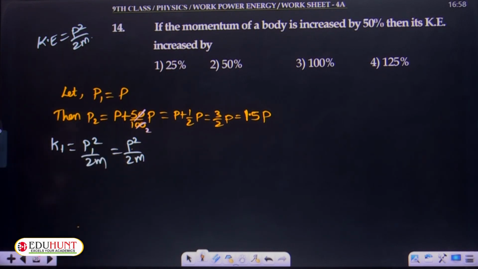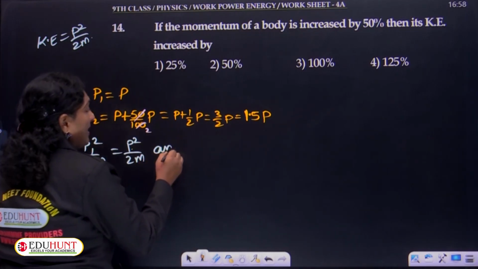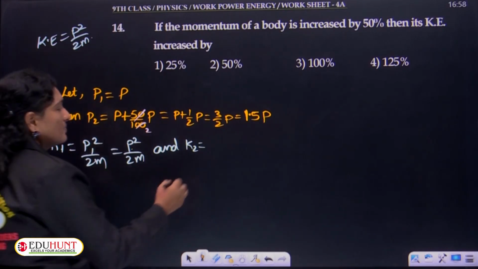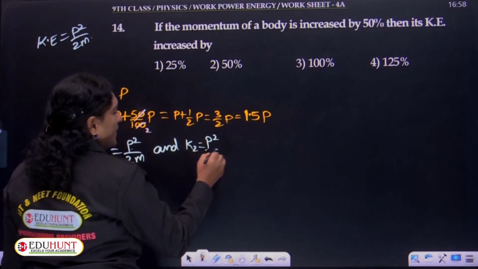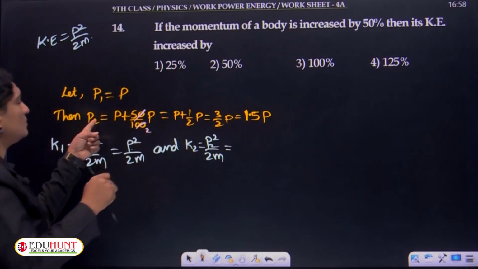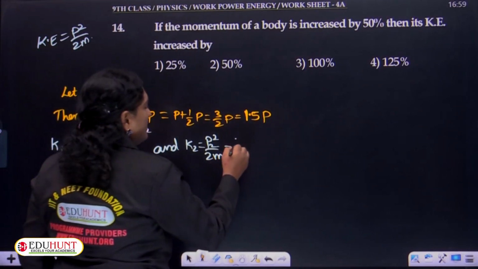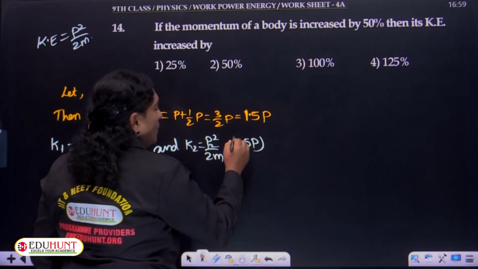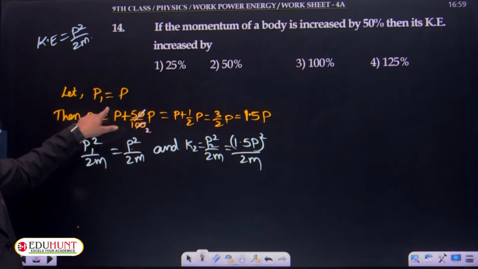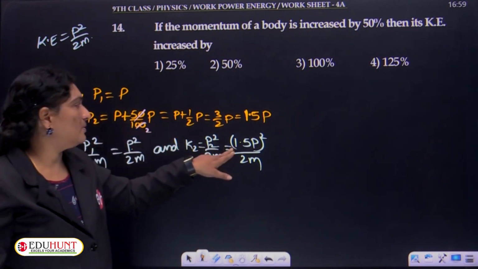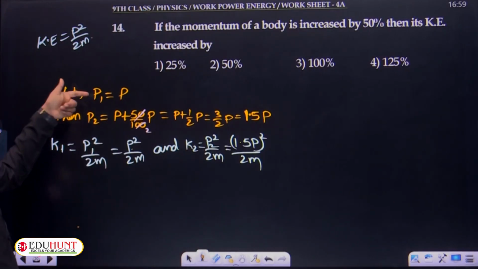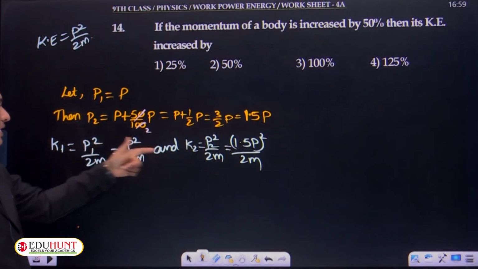So what is the value of K1? P square by 2M. Similarly, the value of K2 is equal to P2 square by 2M. Same mass. What is P2, children? P2 is how much? 1.5. So 1.5P whole square by 2M. P1 square by 2M means P square by 2M. P2 square by 2M means 1.5P whole square by 2M. Clear? P1 is known, P2 is known. K1 is known, K2 is also known.